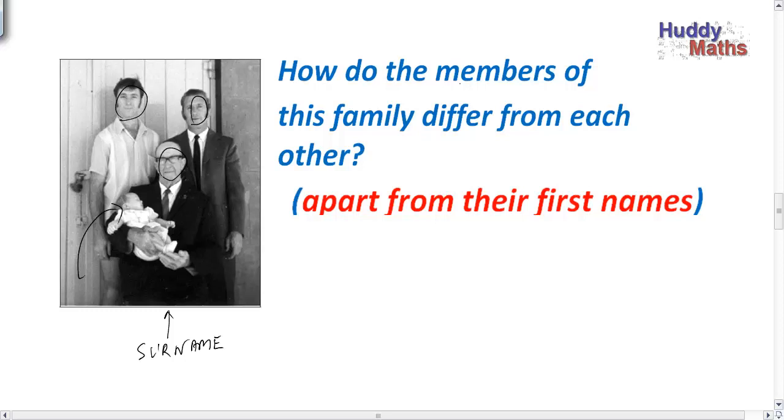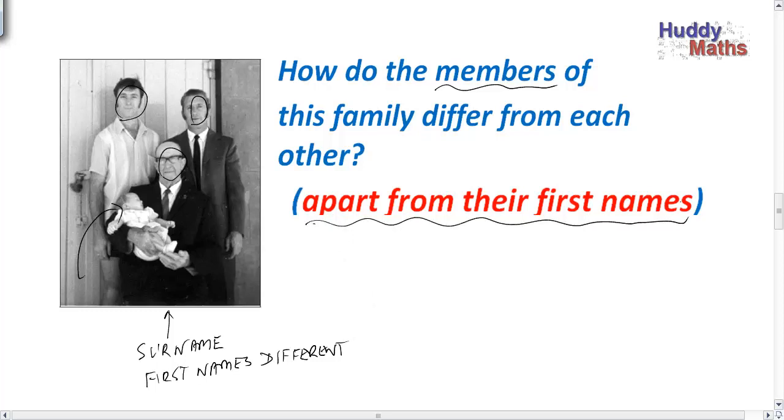If we say they're members of the same family, now how do they differ from each other? They will have different first names as well. So first names will be different because they are different people, and we can see that difference. But is there another one here? Look at the question I've written for you. How do members of this family differ from each other apart from their first names?